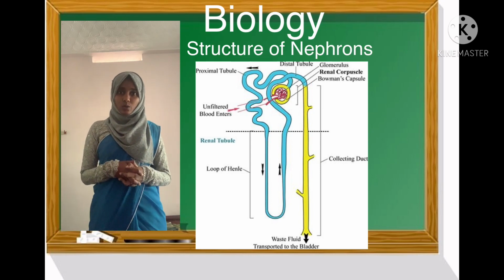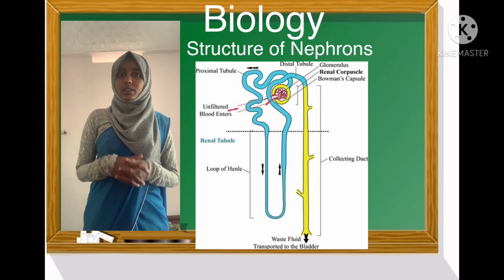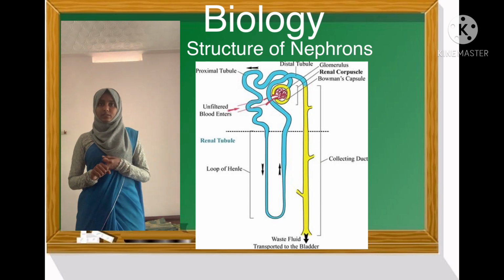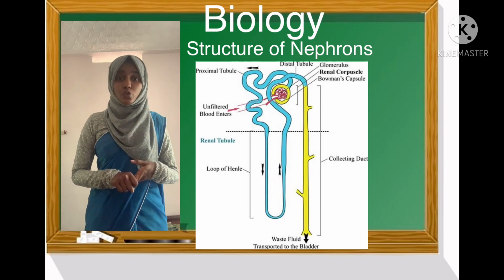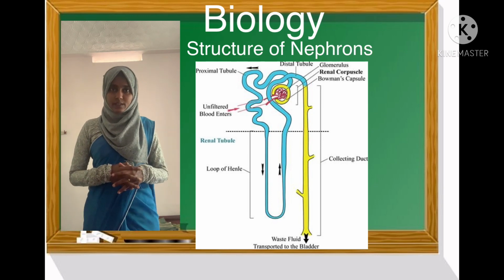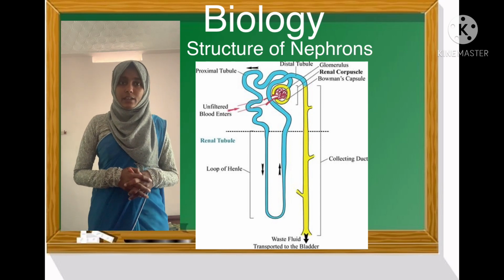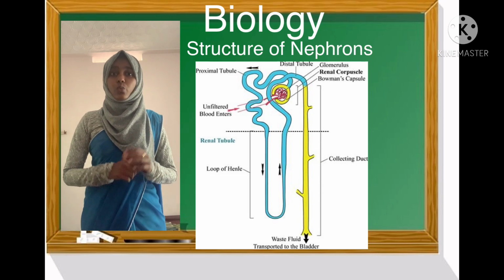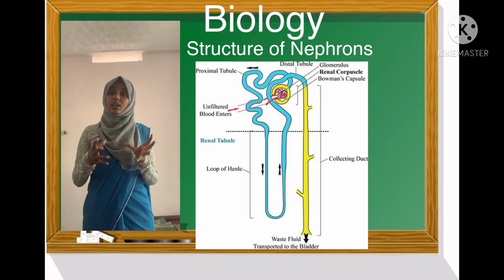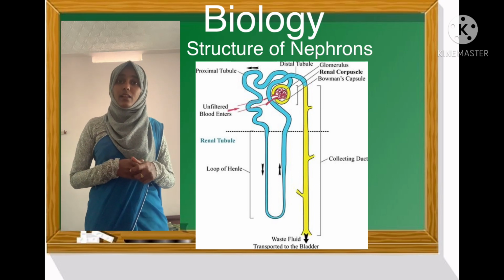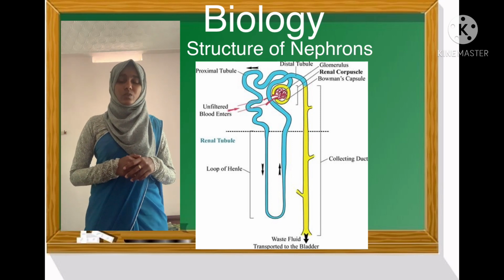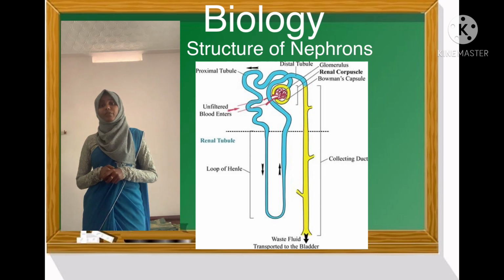Now we have discussed renal tubule, capsular space and collecting duct. And the last one is peritubular capillaries. What is it? Peritubular capillaries are the blood capillaries seen around the renal tubule. There are so many blood capillaries seen around the renal tubule, which are seen as a continuation of the efferent vessel.